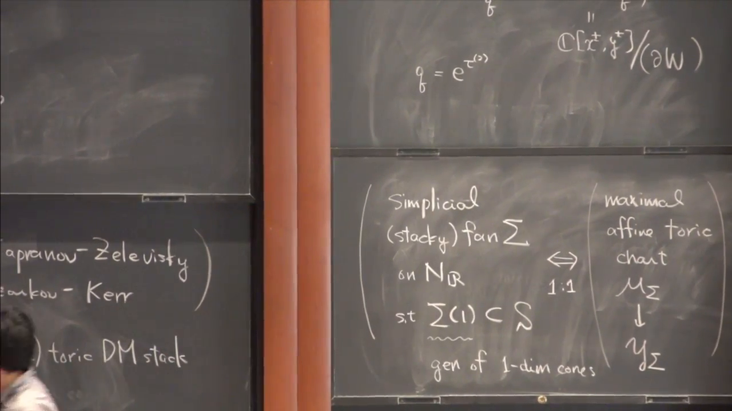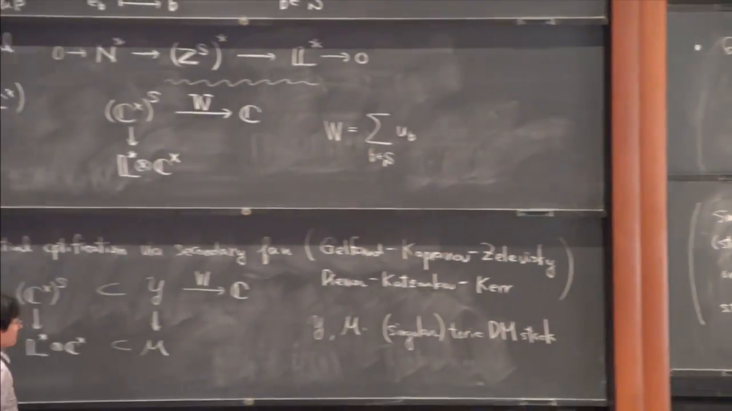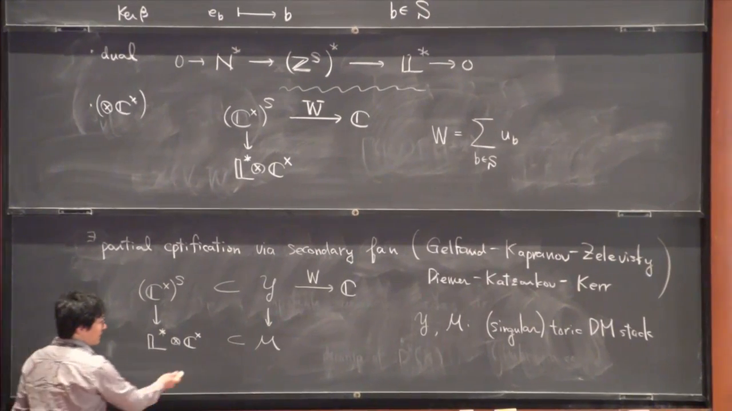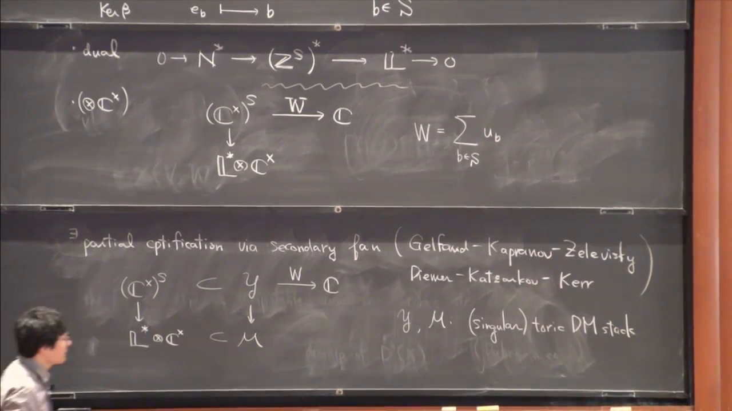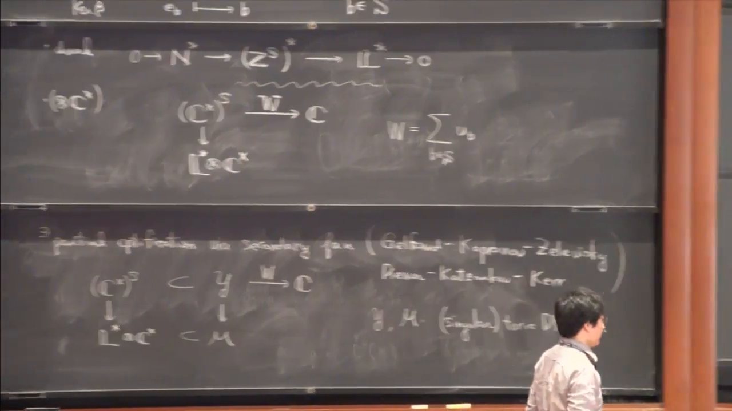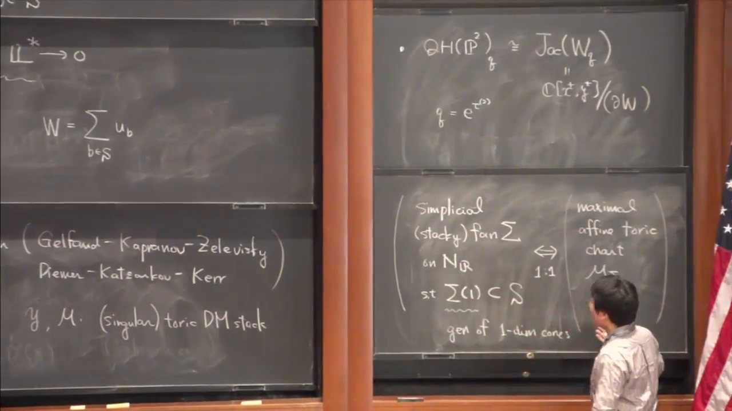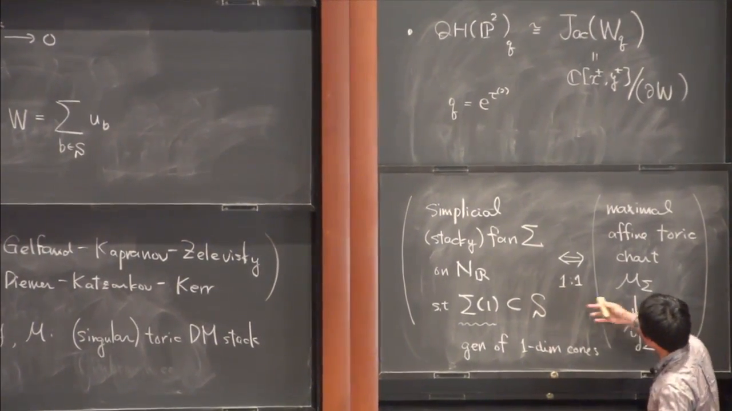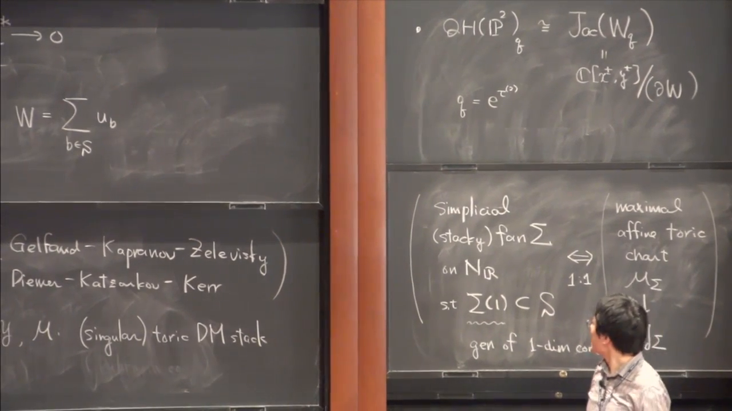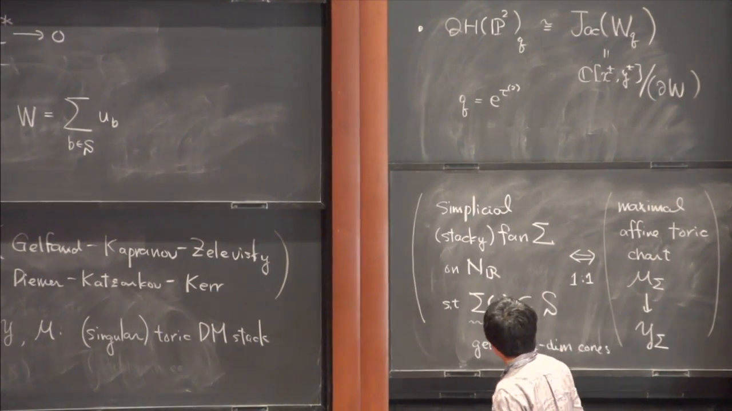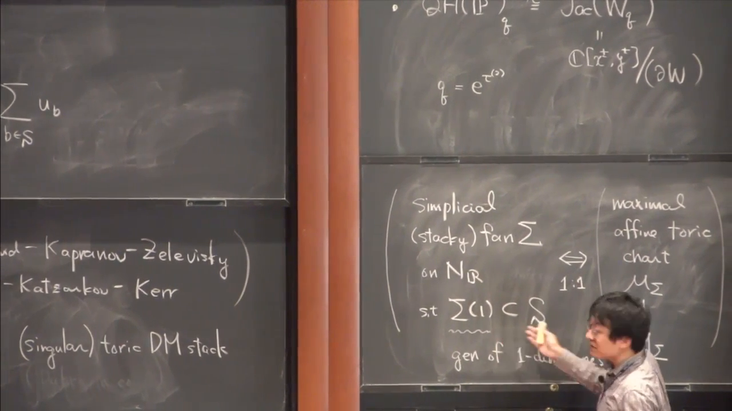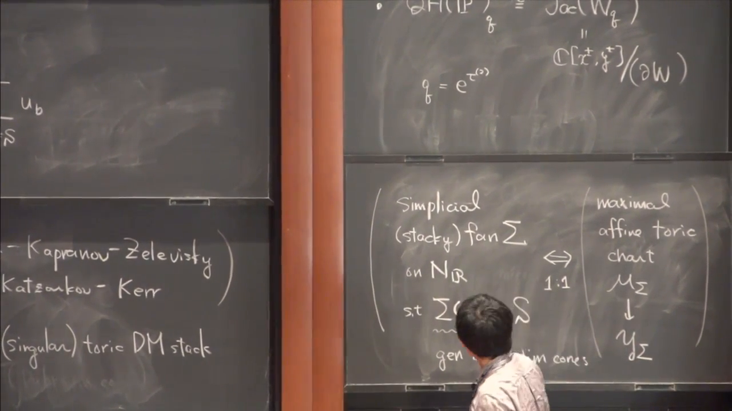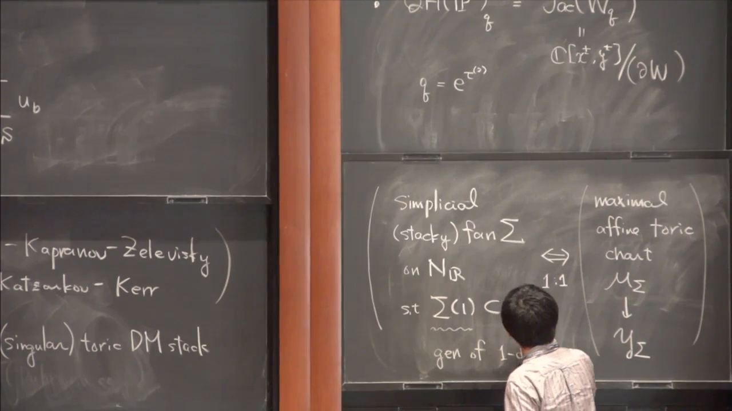So this is, as a possibly singular toric stack, covered by finitely many toric charts. And the maximal charts are in one-to-one correspondence with a simplicial stacky fan, such that the set of generators of one-dimensional cones is a subset of S. And maybe I have some other conditions.